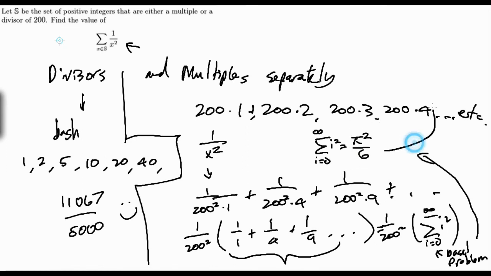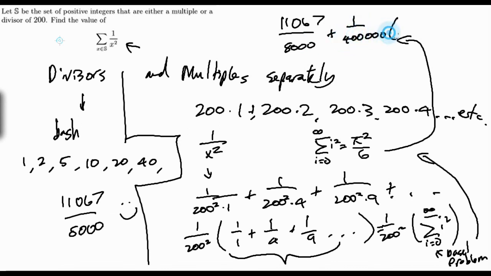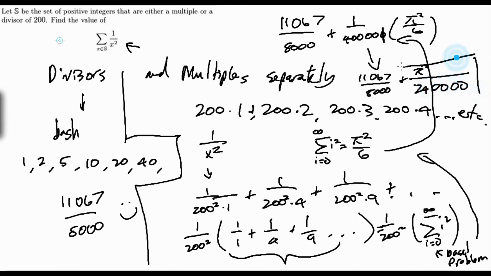If you plug that in and solve the entire thing, this is the divisors, plus 1 over 40,000 times pi squared over 6, and that goes to 11067 over 8000 plus pi squared over, oh wait, that's not 200 squared. I'm stupid. 240,000. There. That's the answer.